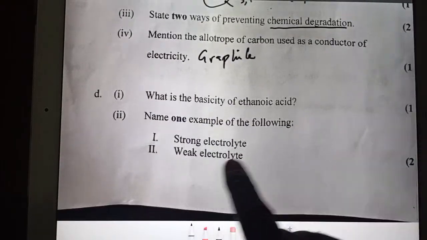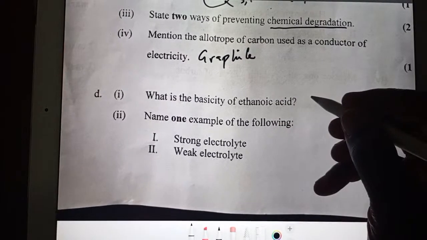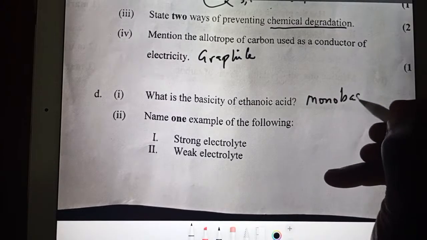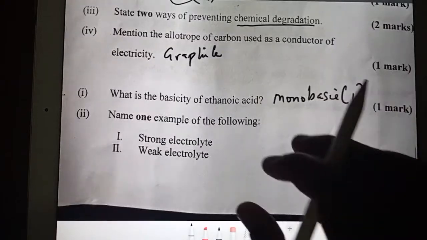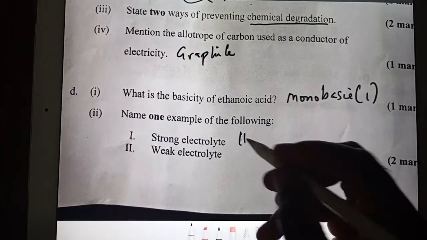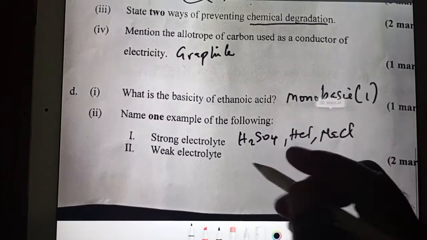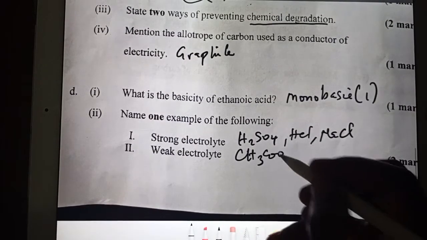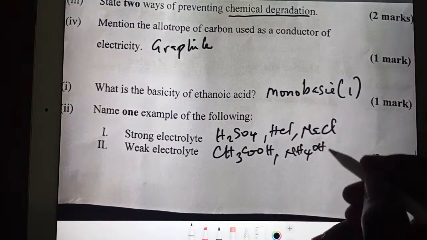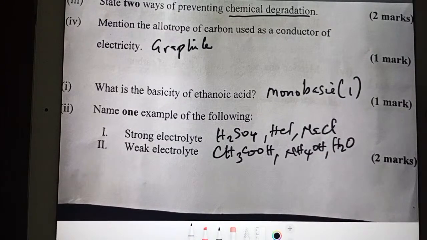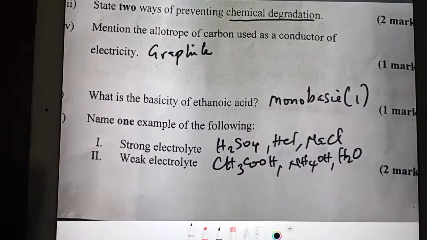They say, name one example of strong electrolytes. They are strong acids, such as H2SO4, HCl, and soluble salts like sodium chloride. Weak electrolytes, like ethanoic acid, are all the weak acids. Then also ammonium hydroxide. Even water is a weak electrolyte, because it doesn't ionize completely and it has a low electrical conductivity.